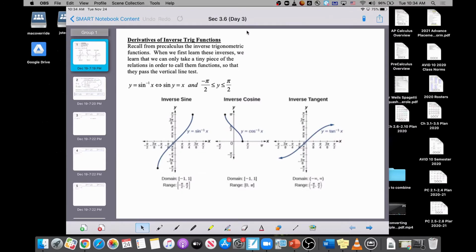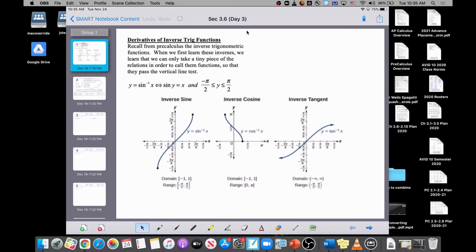Still talking about implicit differentiation, but today we're going to bring in the derivatives of the inverse trig functions. So first of all, let's think back to pre-calculus when we first learned the inverse trig functions. When we first learned about them, we learned that we can really only take a small piece of the inverse sine, inverse cosine, and inverse tangent and call it the inverse function, because otherwise it would not pass the vertical line test and we couldn't call it a function.